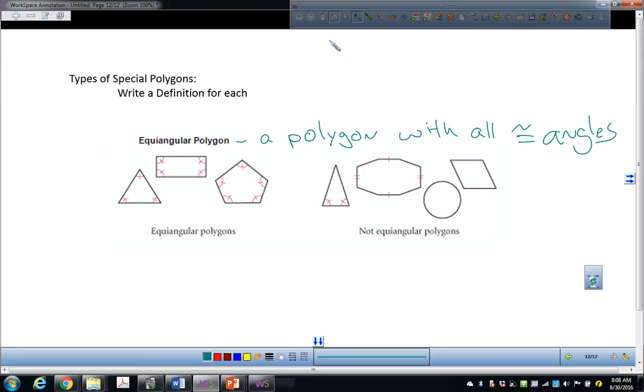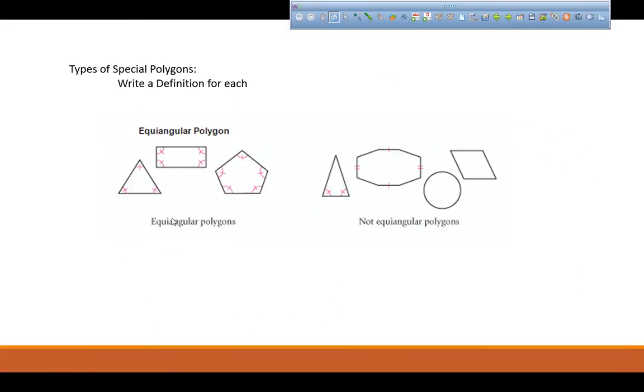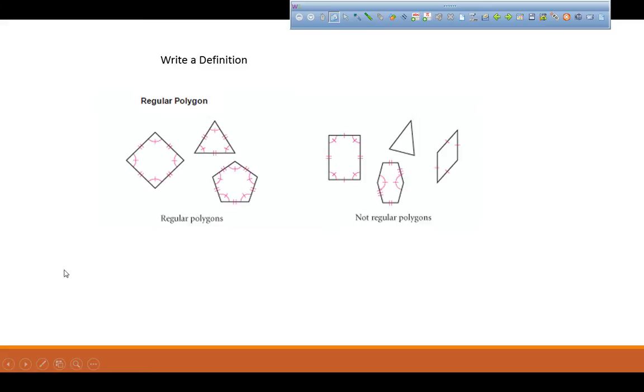So the last one we got is a regular polygon. Look at the regular polygons. Look at the non-regular polygons. Who can give me a definition, kind of thinking about what we just said? What is a regular polygon? Go ahead there, James. A polygon with all congruent angles and sides. Very good. A polygon basically where all the angles and all the sides are congruent. Or you could say a polygon that is both equiangular and equilateral. Either way is fine.